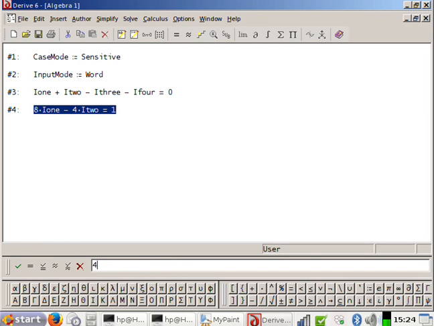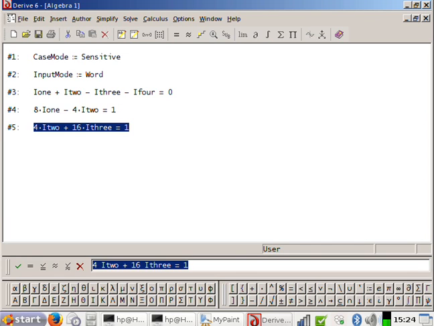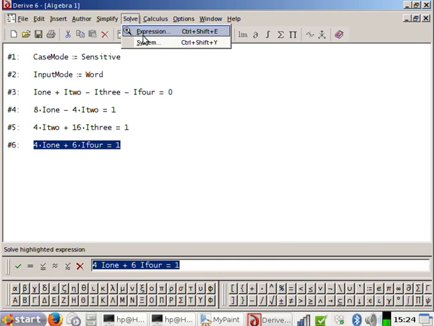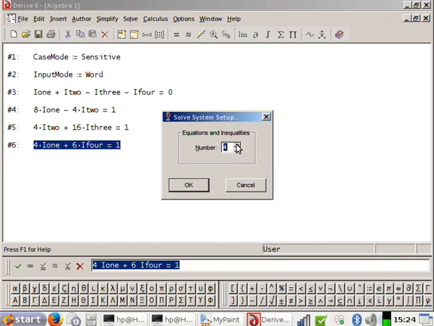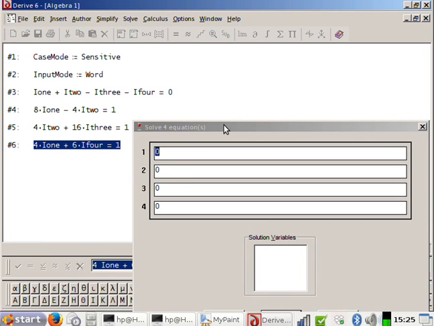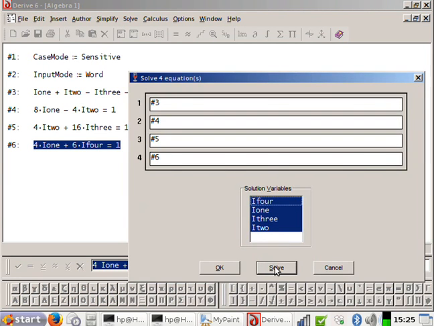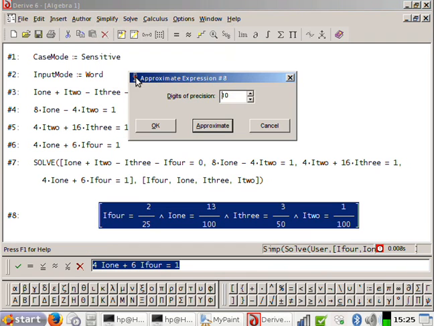4I2 plus 16I3 equals 1 as well. And finally, 4I1 plus 6I4 equals 1. Right. Solve system 4 equations on line number 3, 4, 5 and 6. And we'll do our decimals.